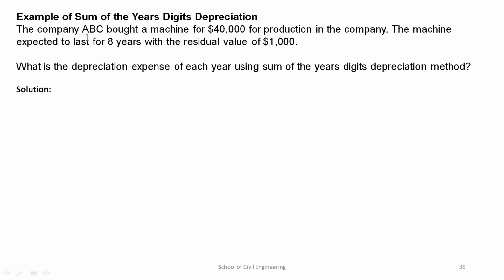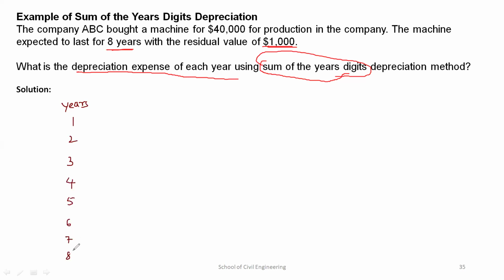See here, company ABC bought equipment for the company. The machine is expected to last for 8 years, with a residual value of $1,000. What is the depreciation expense of each year? They are asking for the depreciation expense for each year using the sum of years digit method, right? First you have to note down how many years. The years are 1, 2, 3, 4, 5, 6, 7, 8, right?